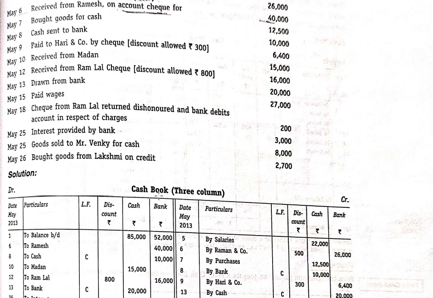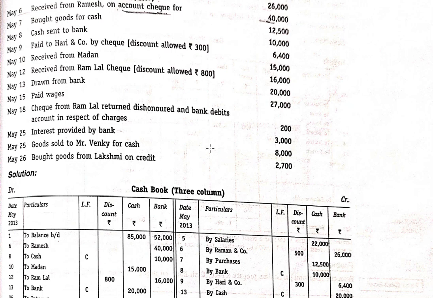And one more thing: cash in hand and cash at bank balances are shown directly, but if it is an overdraft balance, it should not be a debit balance, it should be a credit balance. Discount allowed will be on the debit side and discount received will be on the credit side. Why? Discount allowed means we gave it to our customer, that is an expense, so debit side, and when we receive it from the supplier, it will be the credit side. So the debit side is expenses, the credit side will be income.